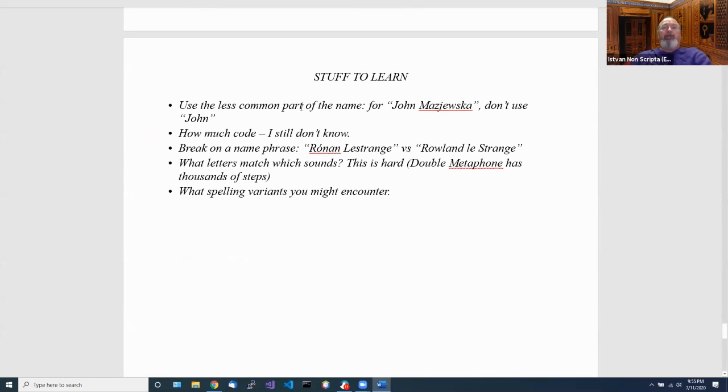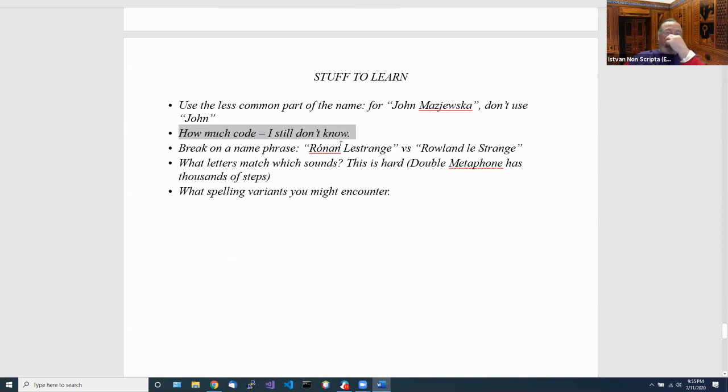One thing I found is that using the less common part of the name for the checking greatly reduces your number of hits. Don't use John. If you have John Mazushka, don't use John. How much code to write? How much stuff for the patterns? I really still don't know. Always, always, always start somewhere and then play with it.